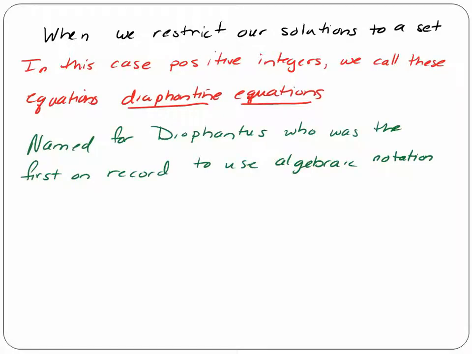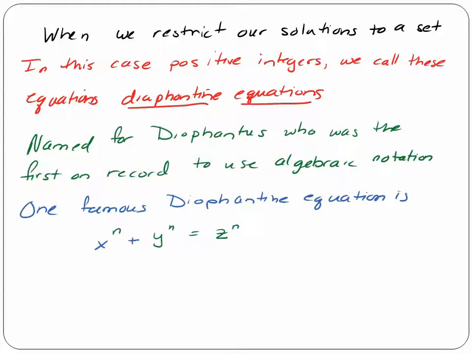And he actually has history in here too. That's why I like Underwood Dudley too. He kind of meshes in the history. So this is named for Diophantus, who was the first on record to use algebra, but I say first on record because how do we know, right? It might have been erased from time. Maybe there were cave paintings with algebra on them and they just got erased from time. We don't know about it. So the first on record to use algebraic notation.